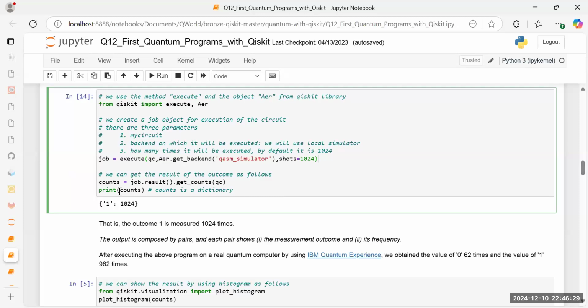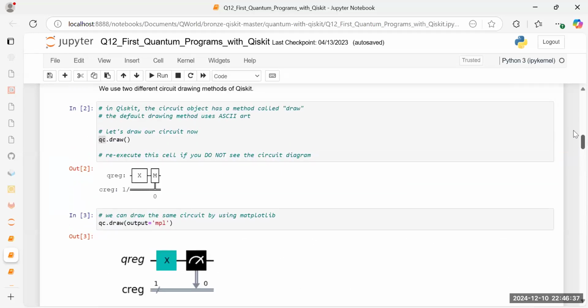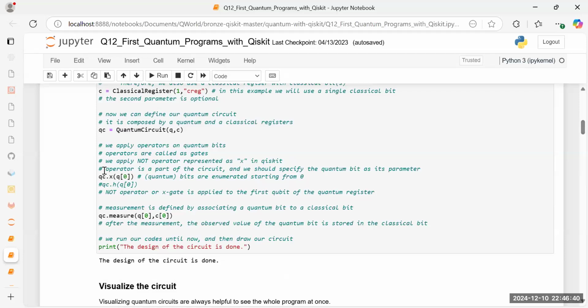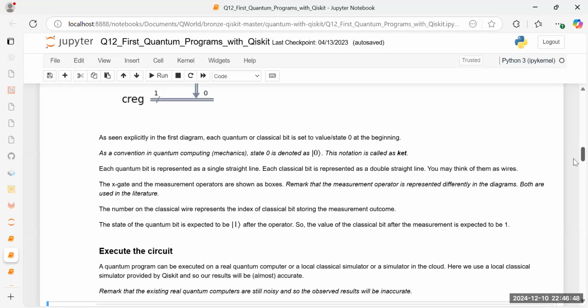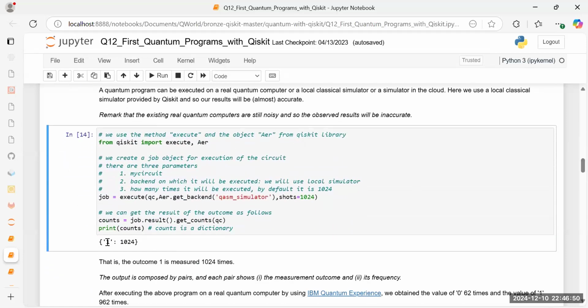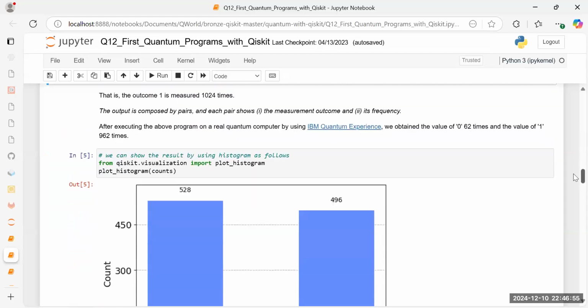So here we get 1. We get 1 every single time. And that's because we started off with 0 and we applied an X, then we got 1. And then we measured here to check the results. So we repeated this 8,024 times. So obviously every single time we're going to get 1.